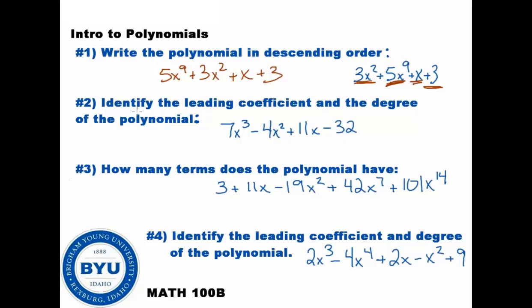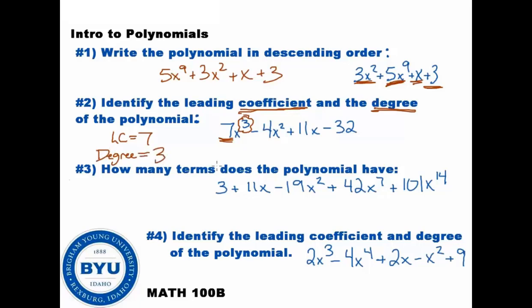Okay, good. Question number 2, identify the leading coefficient and the degree. The leading coefficient is the number in the very first term when they're put in order. So we should check to make sure these are in order: 3, 2, 1, 0. Okay, good, this is in order. So the leading coefficient, I'll call it the LC, equals 7. And the degree of this polynomial will be the highest power, which in this case is 3. So it is a degree 3 polynomial.